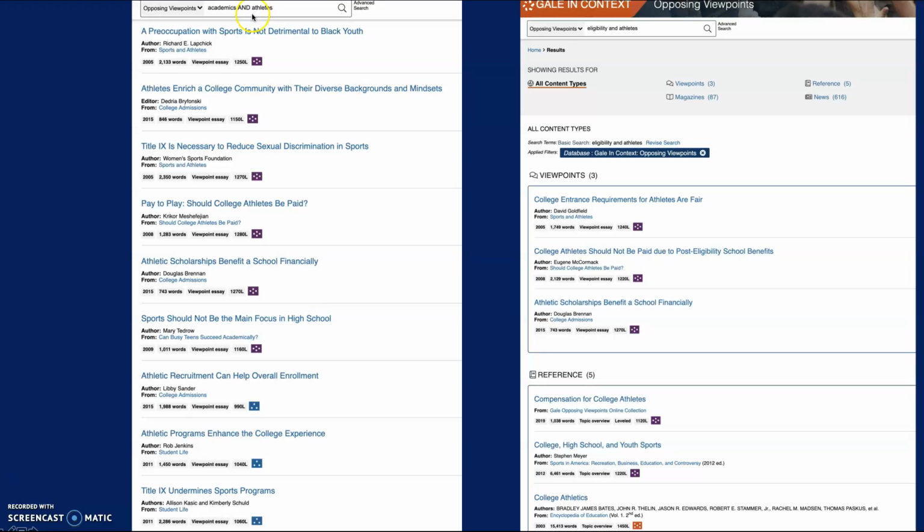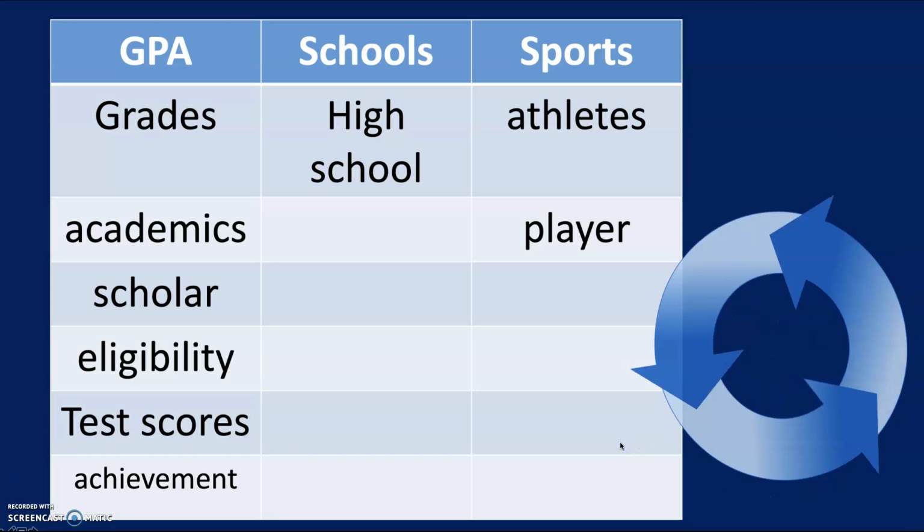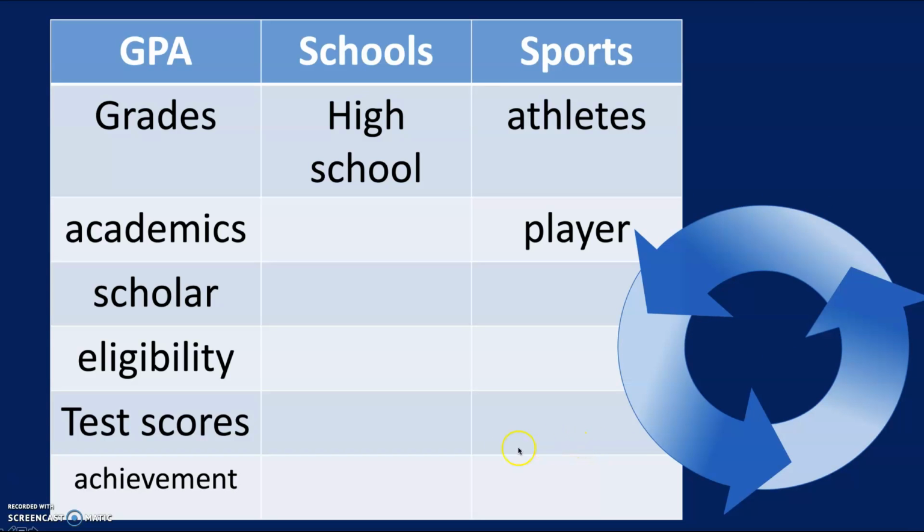So even though I get 12 here, only one is good, that's okay. Then I'm going to try eligibility and athletes. Everything's going to be different again and again. And then I found this one, college, high school, and youth sports. So again and again, you're just going to cycle through that as many times as you can.